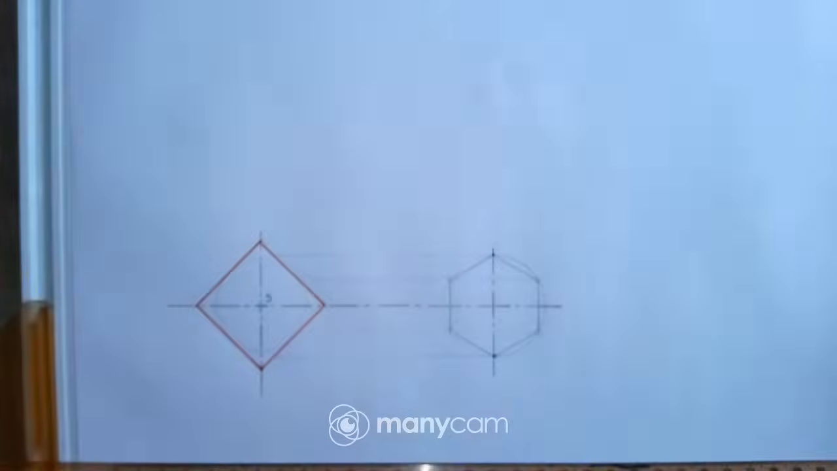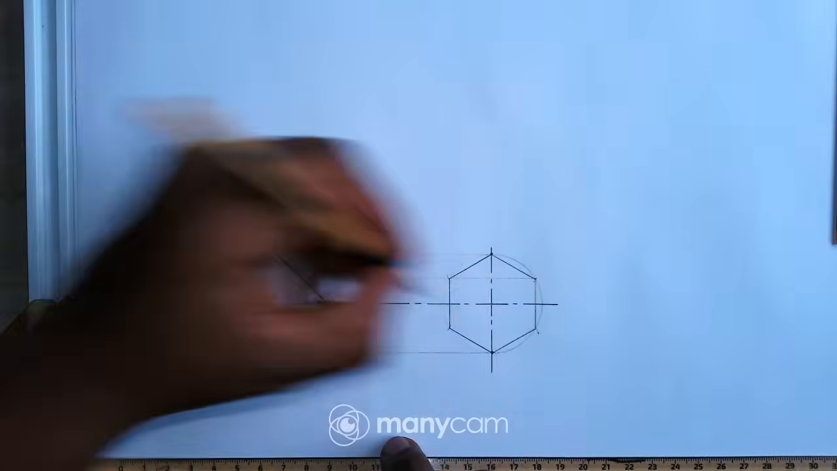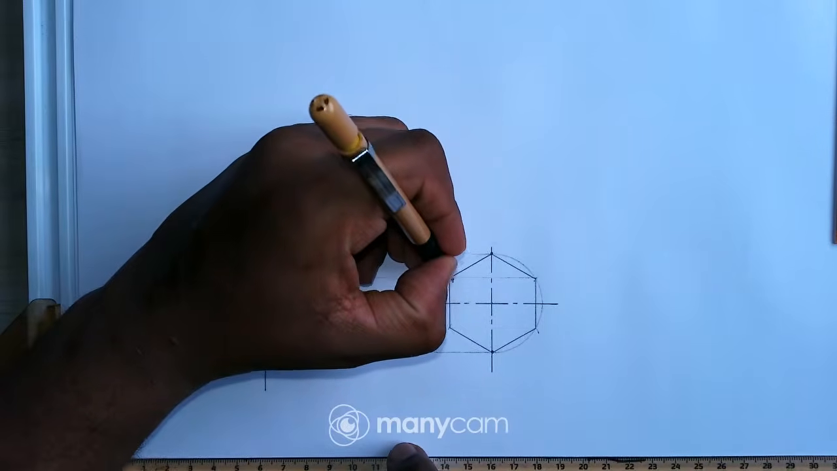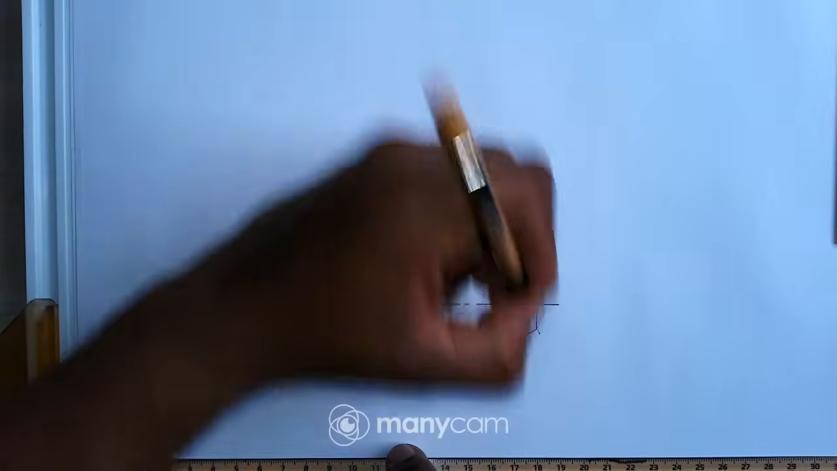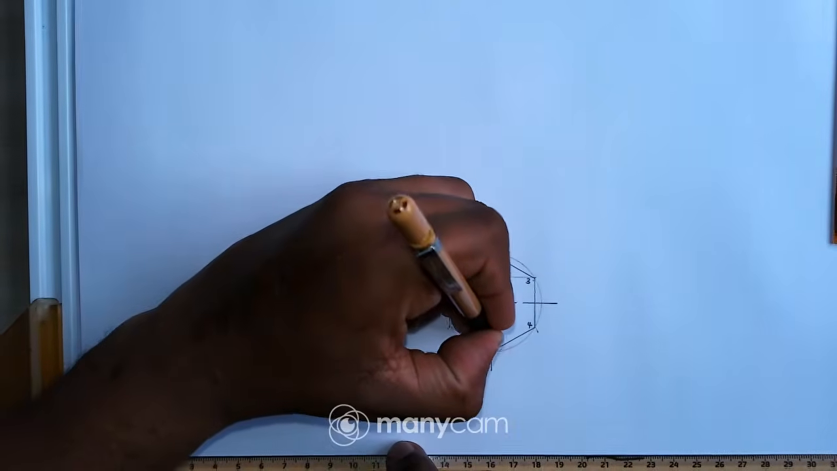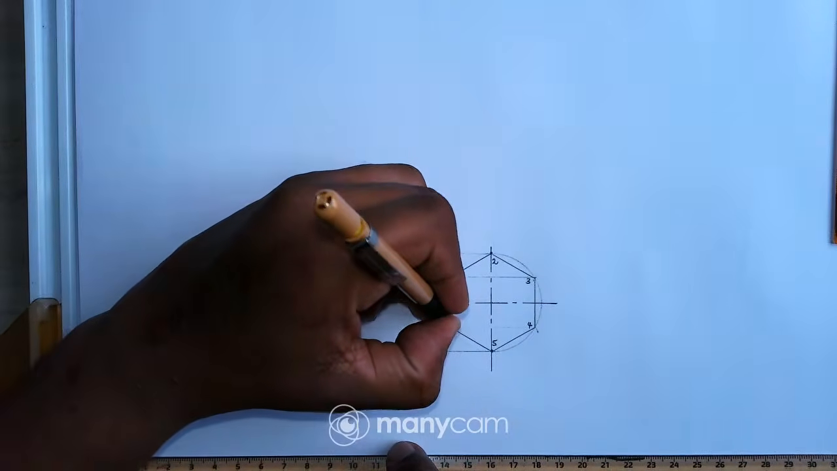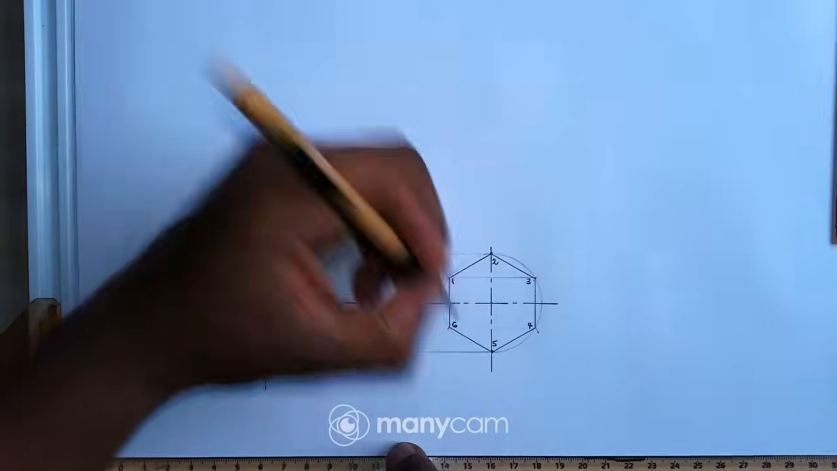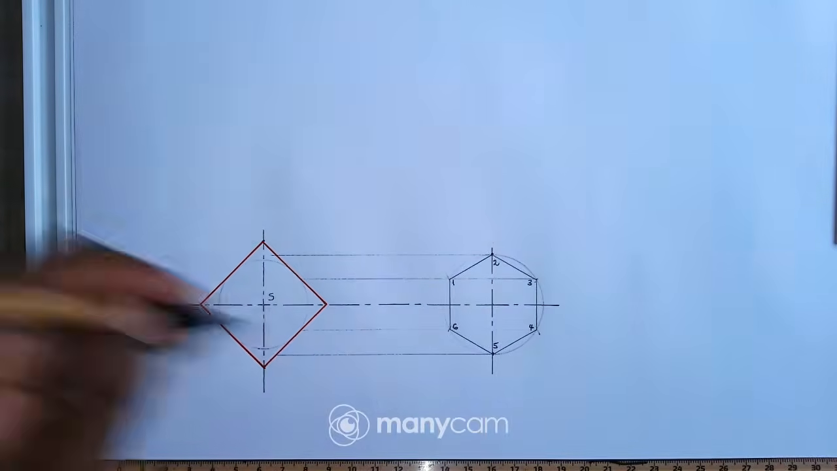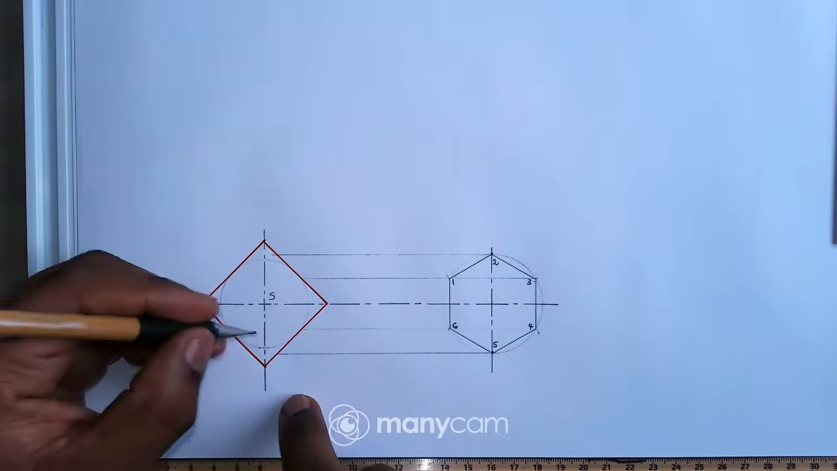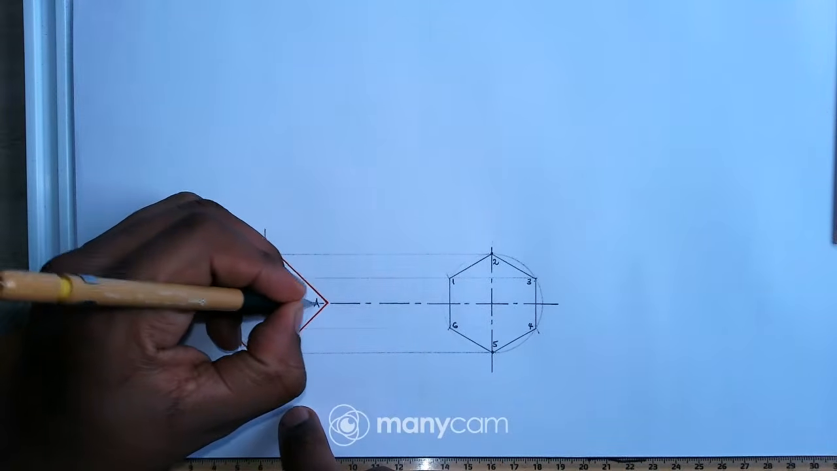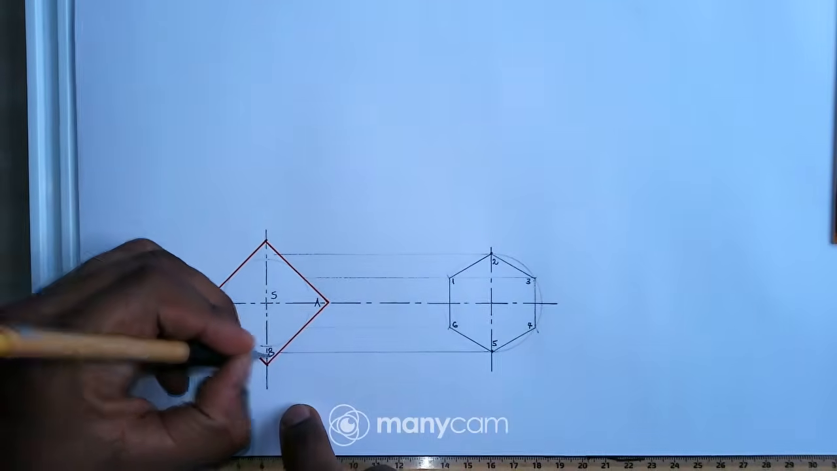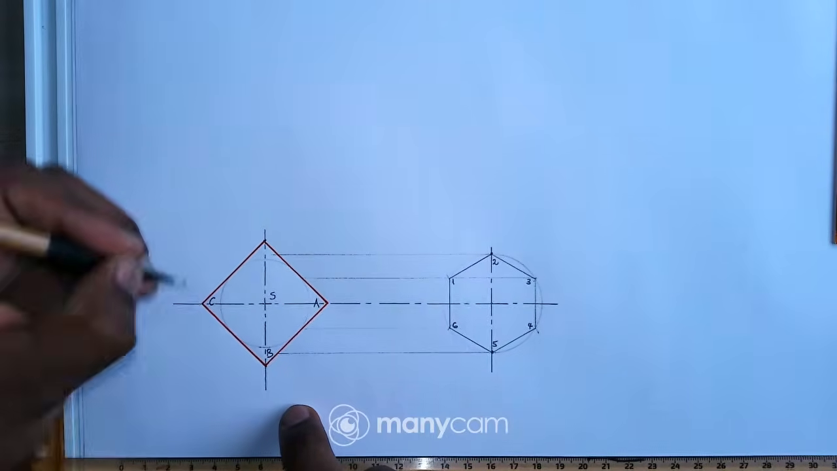Okay, so before that, I'll just label the points first. This is point 1, 2, 3, 4, 5, and 6. Right, and then here I'll use letters. So I'll just start here. This will be point A, B, C, D.